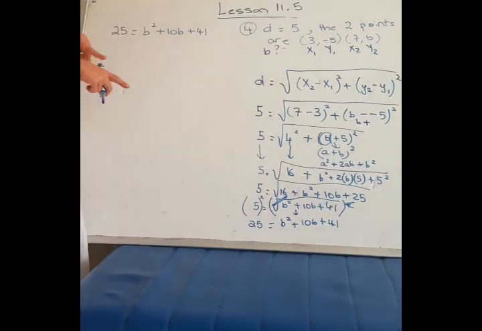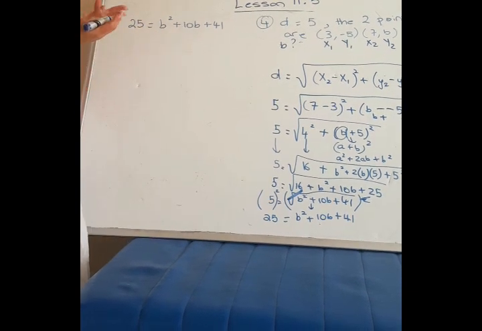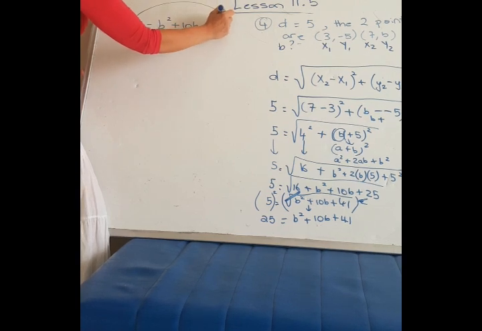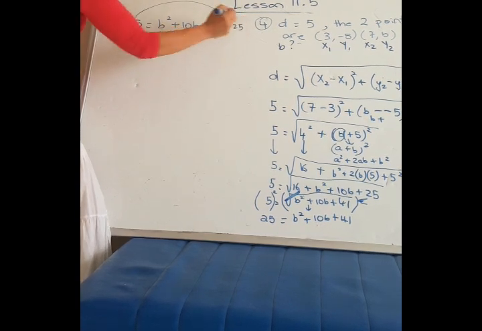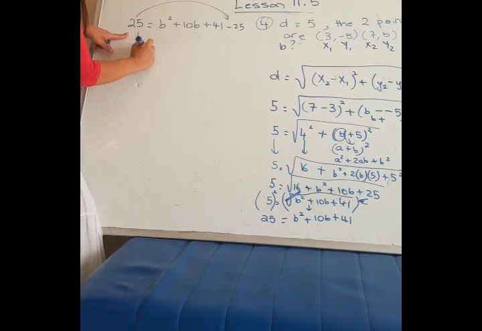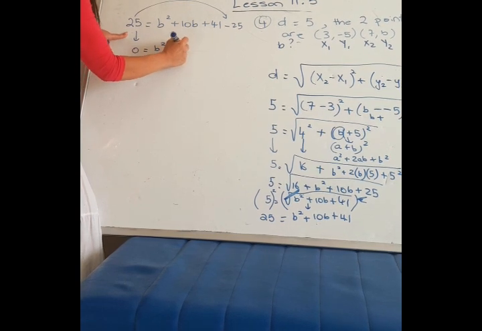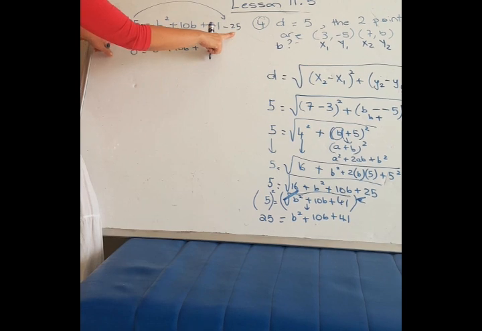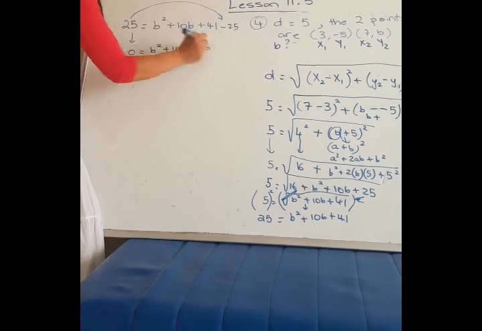Just like quadratic equations, I rewrote it here. Always a quadratic equation is equal to 0. So I bring the 25 here, it becomes a negative 25. Here it becomes a 0. b to the second plus 10b plus 41 minus 25 is actually 16.